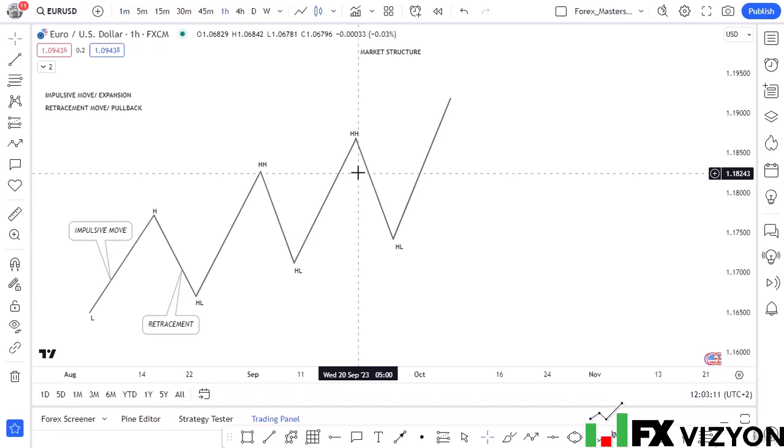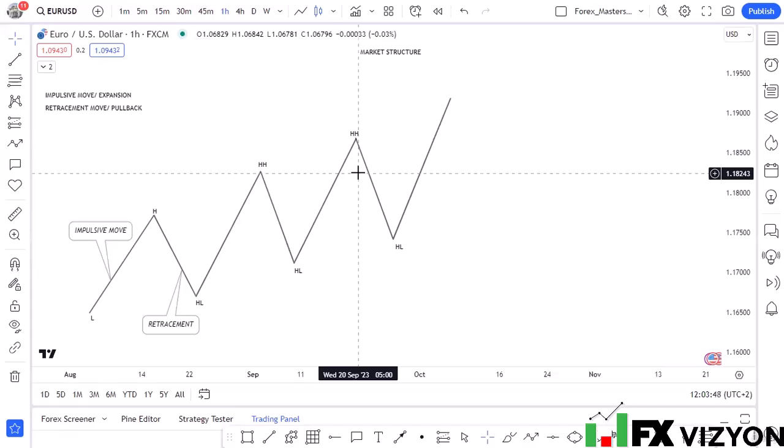Now, let's get back. Let's just do a recap of what we have just looked at. So we have looked at two moves that make up a market structure, and we said the market structure is made up of two moves. Number one, it's going to be an impulsive move. Then number two is going to be a retracement. And we said that the market structure exists in three different conditions. And we said it exists in an uptrend, and I've just been explaining what an uptrend market looks like.